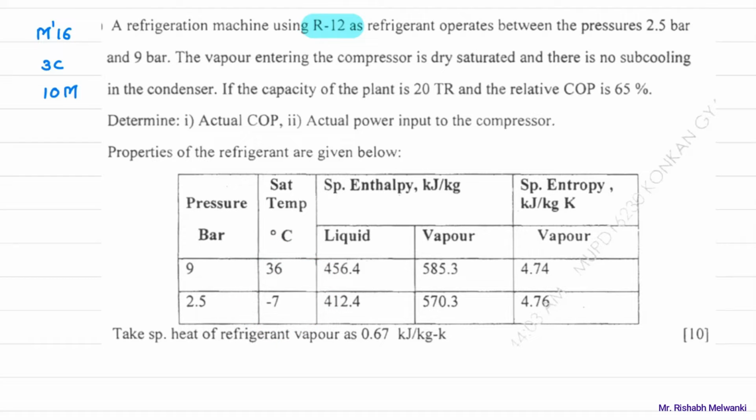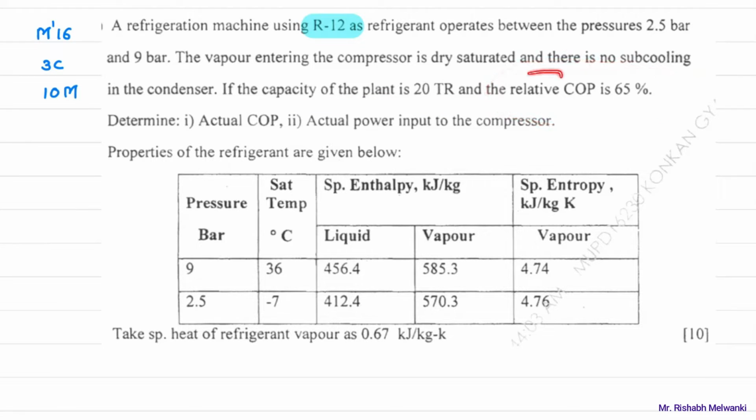Okay, then the vapor entering the compressor is dry saturated. Now, which point are they talking about? Can you visualize the diagram and tell me which point this is? Point number 1. And there is no subcooling in the condenser. So this is about which point? Point number 3. Okay, so they have talked about point number 1 and point number 3. So we'll move ahead. If the capacity of the plant is 20 TR and the relative COP is 65%.